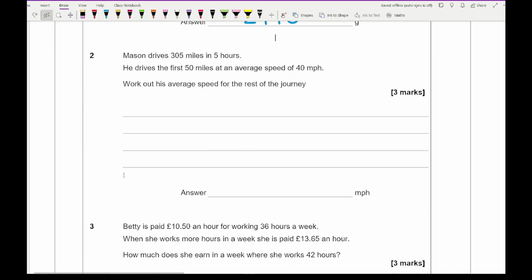Then for question 2, it says Mason drives 305 miles in 5 hours. He drives the first 50 miles at an average speed of 40 miles per hour. Work out the average speed for the rest of his journey.